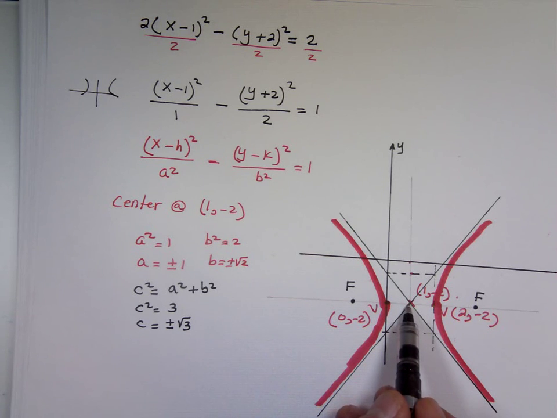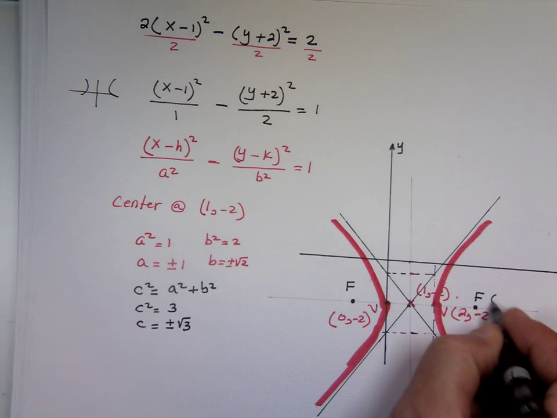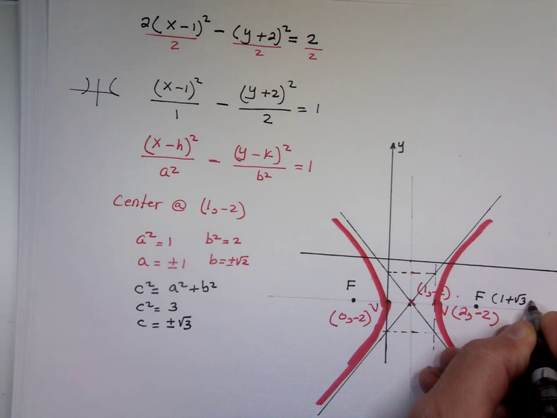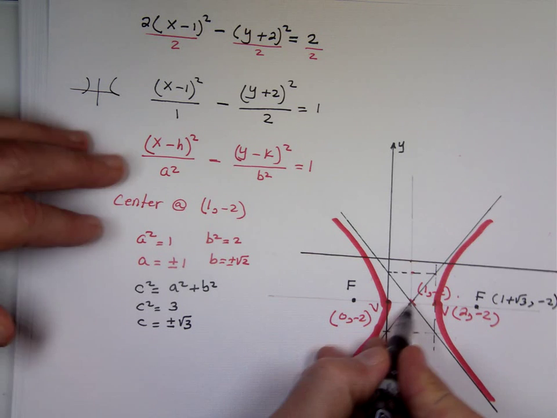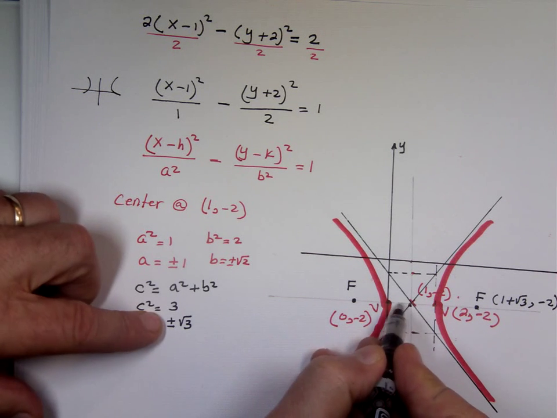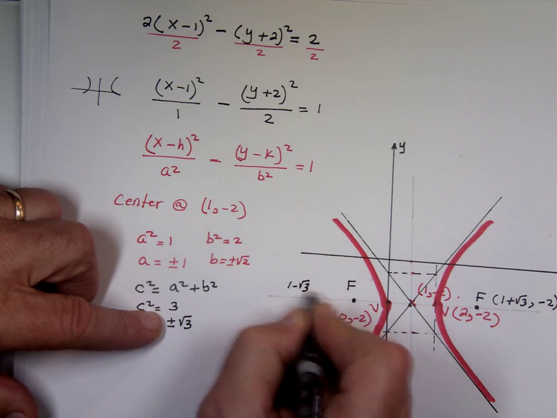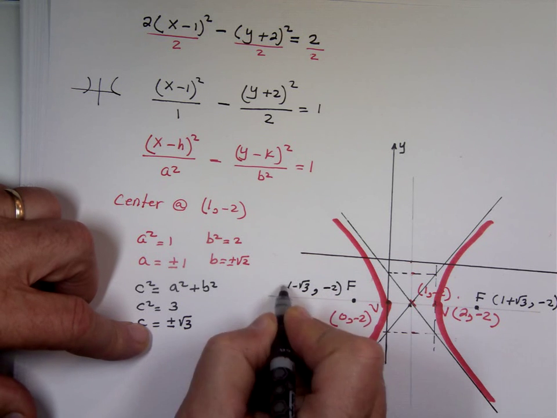So let's add the square root of 3 to that point in the x direction. So this will be what? 1 plus the square root of 3. And the y value is what? Negative 2. In this direction, you're going to subtract from it the square root of 3. So it's 1 minus the square root of 3. And the y value is what? Negative 2. There's my 2 focal points.